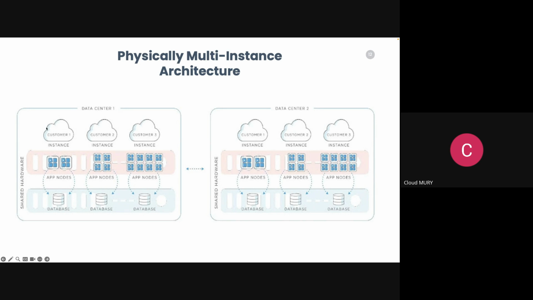So let's say customer 1, customer 2, customer 3 are using these instances. You can see the same replica of those instances is available in data center 2. They have the app nodes and the databases, and those same replicas are available here. If you can see, there is an arrow. This arrow syncs between data center 1 and data center 2. This is how the physical multi-instance architecture is.